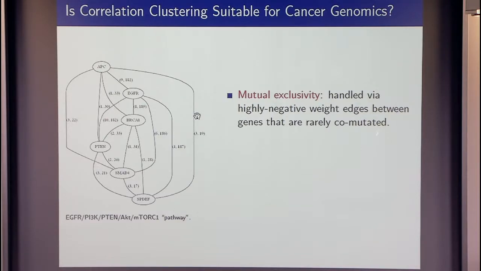So mutual exclusivity really can be handled in the correlation clustering setting if you allow very high negative weights for edges that would capture this mutual exclusivity that we know exists in cancer genomes or cancer genes.